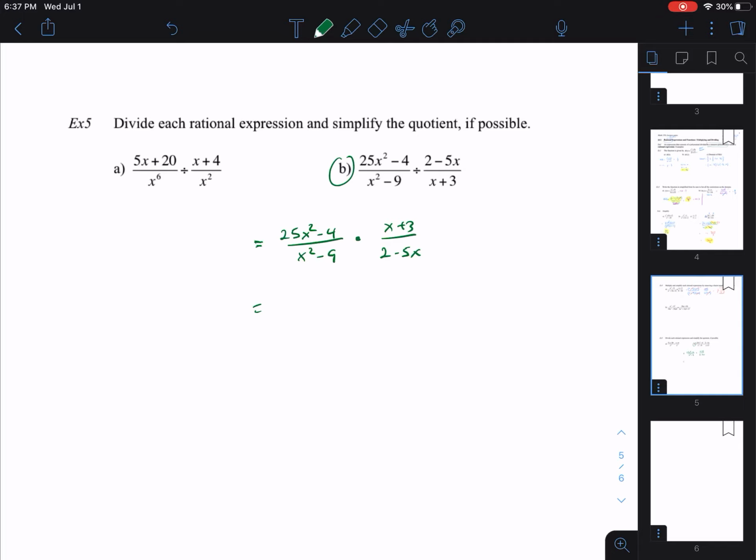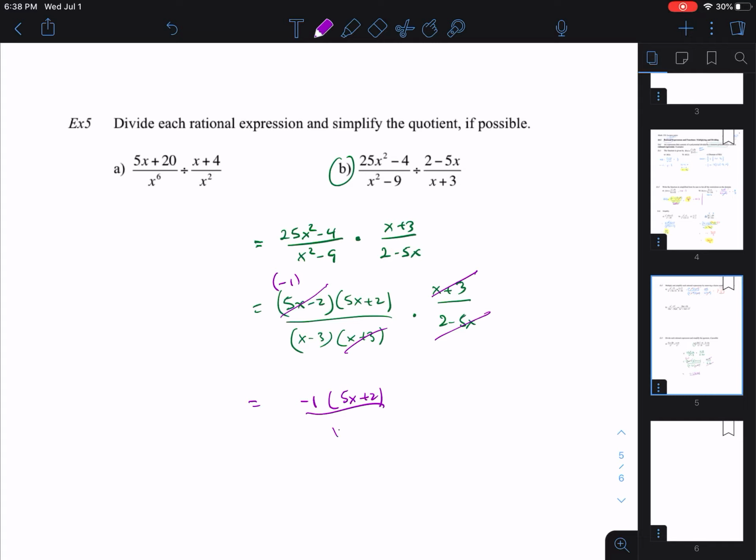And then let's factor. So that's 5x minus 2, 5x plus 2, x minus 3, x plus 3, times x plus 3 over 2 minus 5x. We can cancel x plus 3, and then the 5x, and then 5x minus 2 and 2 minus 5x, that's the opposite factor, right? So there's a negative 1 left behind, so negative 1 times 5x plus 2 over x minus 3. Distribute the negative 1, so that gives us negative 5x minus 2 over x minus 3.